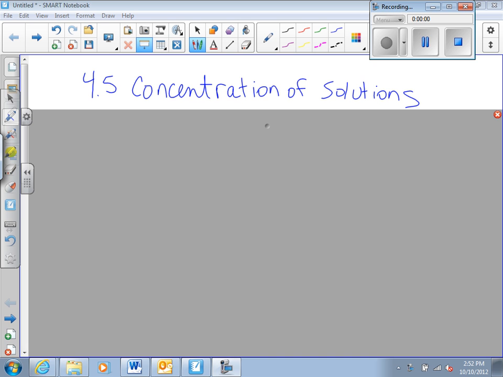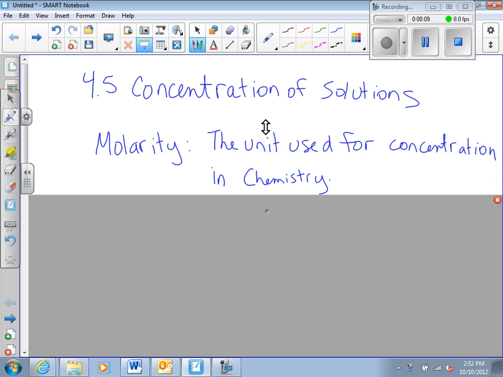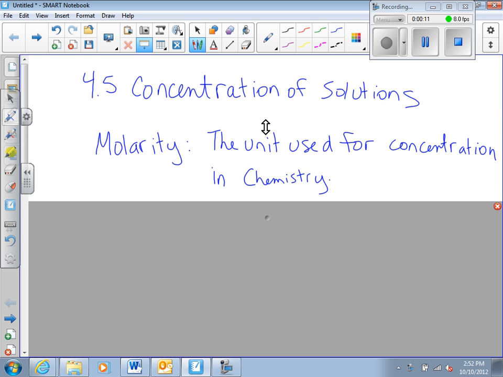Today we're going to learn about how to measure the concentration of a solution. This is section 4.5 in your book. And we have a term called molarity. Molarity is the unit that we use in chemistry for concentration. Molarity just represents the concentration of something.